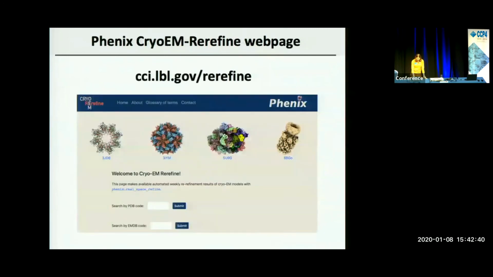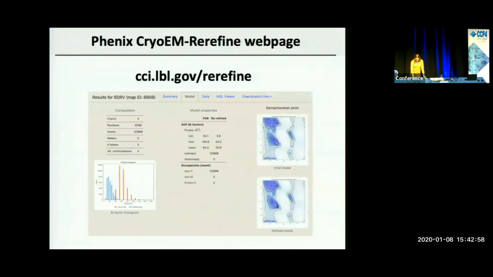The results from that re-refine project are available on the web. You can access this web page at cci.lbl.gov/re-refine. You can search for maps or models, or you can just browse all the results in a table. So here's a screenshot of how it looks. We have a summary tab. Here is shown the model tab, so you have some information about the model geometry, such as the Ramachandran plot and the content.